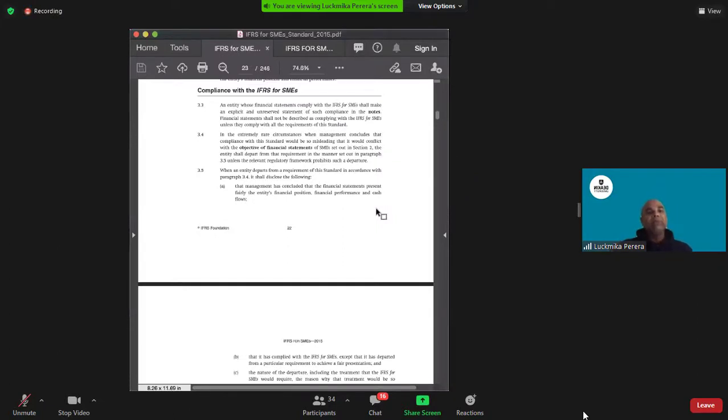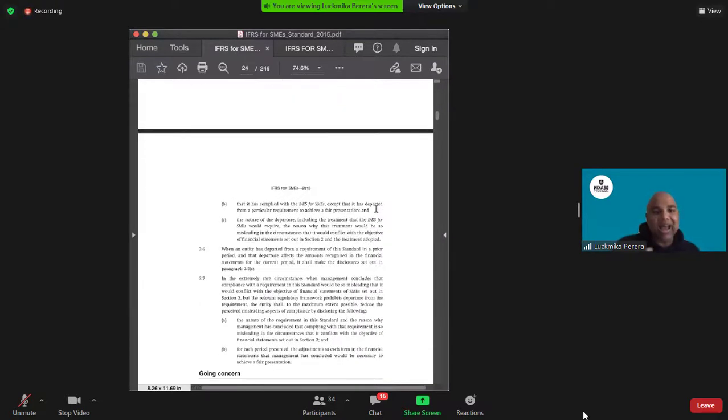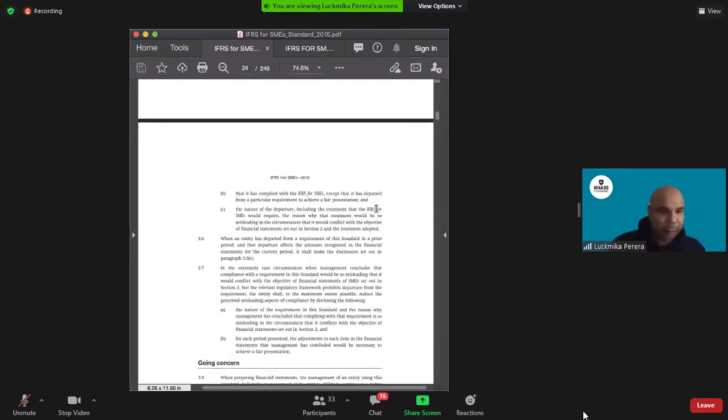Okay. So in terms of compliance with IFRS for SMEs, an entity whose financial statements comply with IFRS for SMEs shall make an explicit, unreserved statement that it complies in the notes. That's one of the things that we need to do. Also, if there's a conflict with the objectives of financial statements, that also has to be noted in the notes to the financial statements. So there are a number of things here in terms of compliance that we need to look at when we are applying IFRS for SMEs in a practical context.